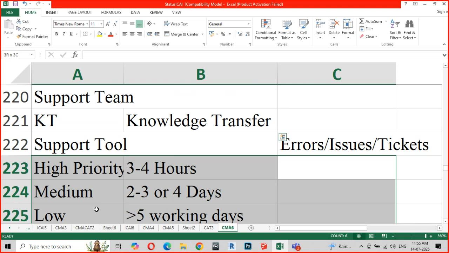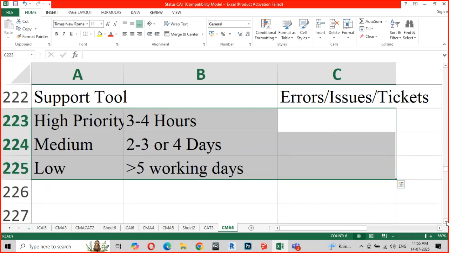Is it a high priority ticket? Is it a medium priority ticket? Or is it a low priority ticket? Right? So what does this priority indicate? Priority indicates the time by which the error has to be resolved.